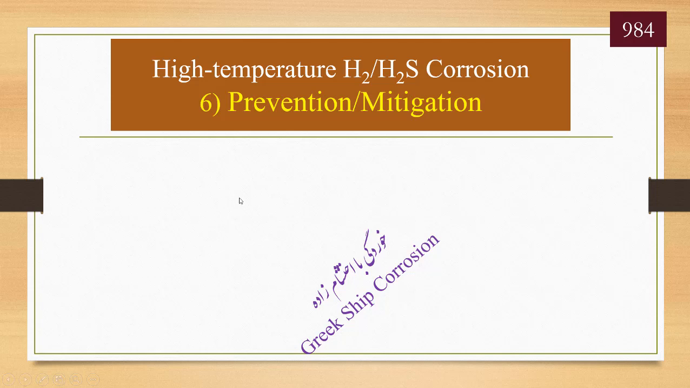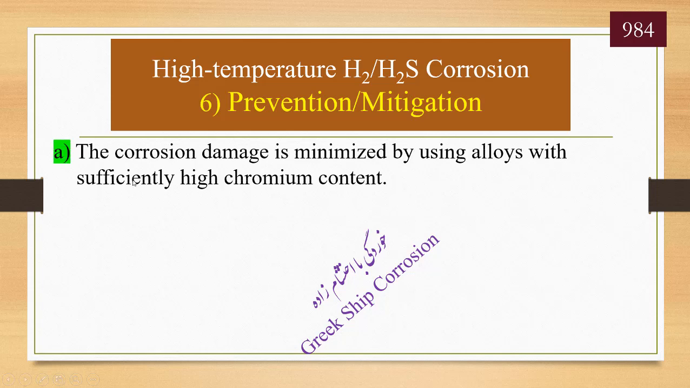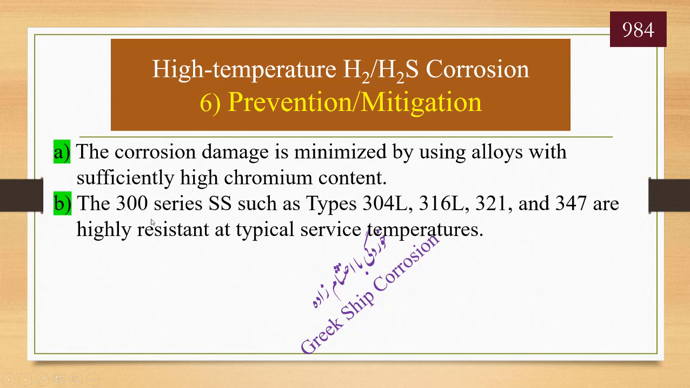6. Prevention and mitigation. A. The corrosion damage is minimized by using alloys with sufficiently high chromium content. B. The 300 series stainless steels such as types 304 low carbon, 316 low carbon, 321 and 347 are highly resistant at typical service temperatures.